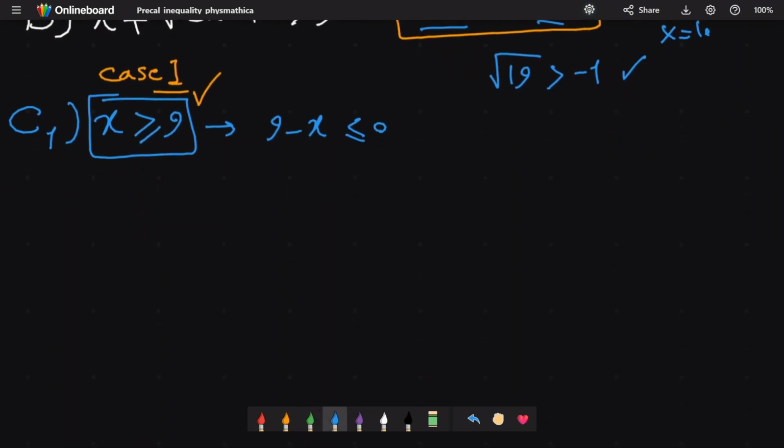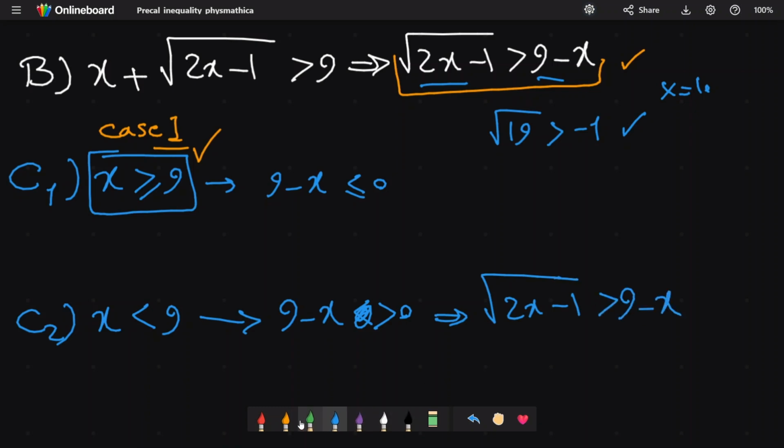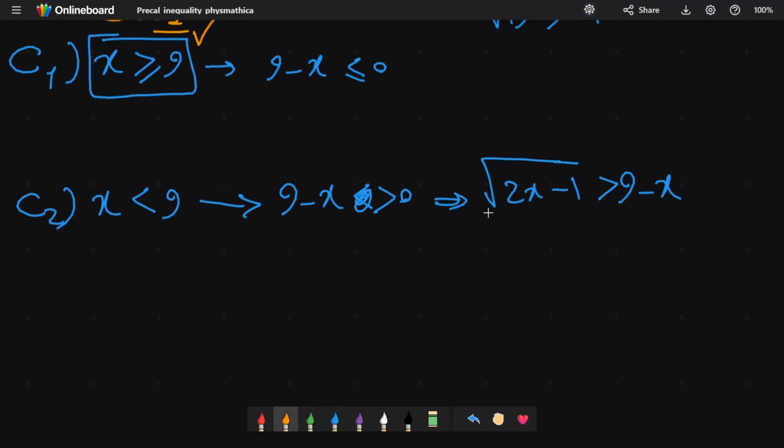Now let's take a look at the C2 part. What happens if our x is less than 9? In that case, if I put anything here that is less than 9, the right hand side is always going to be positive. So 9 minus x is going to be positive, and I can completely include this inequality. In this condition, the left hand side is non-negative, and the right hand side is always positive when x is less than 9.